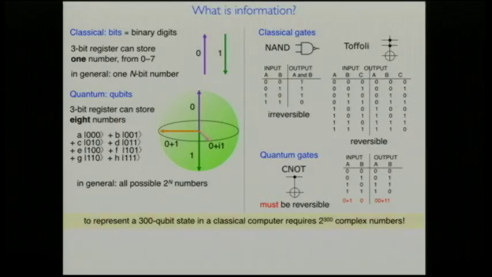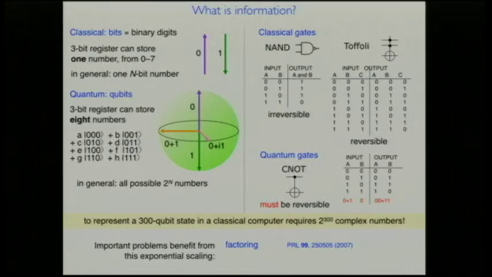Now the strange thing, as I implied earlier, is that in a quantum computer, a 300 qubit state, if we tried to represent that in a classical computer, would require 2^300 complex numbers. Now that's more numbers than there are particles in the universe, and so a 300 qubit computer is not very large in principle. It could be something that fits on this bench. If we were to try and represent the state of that with a classical computer, we'd need every single particle in the known universe.